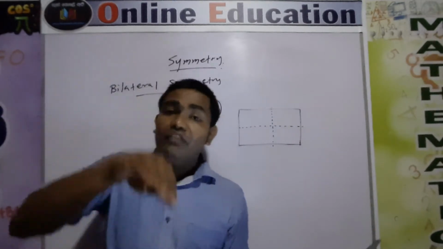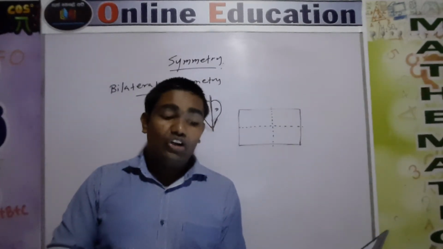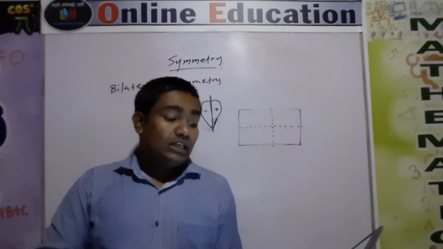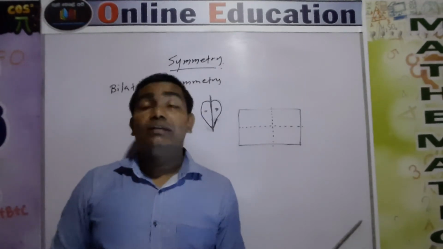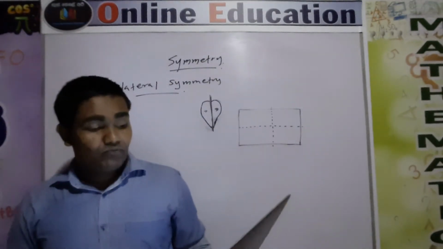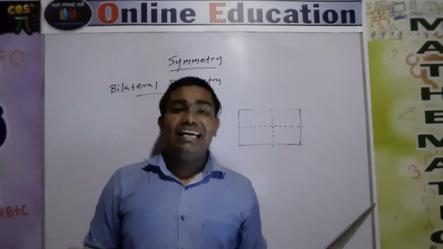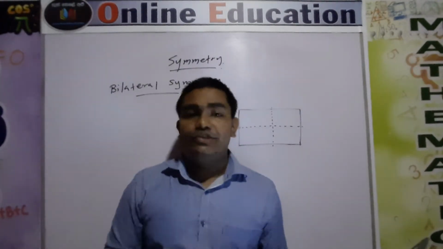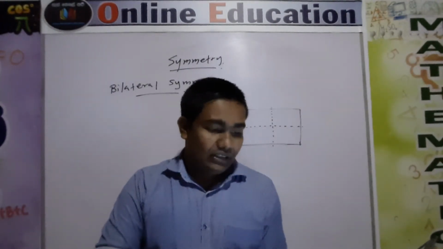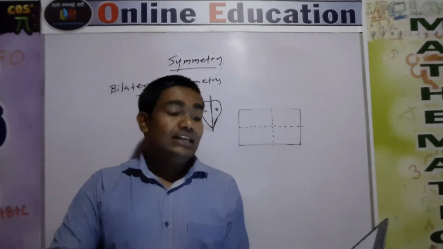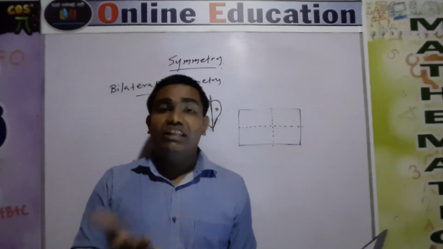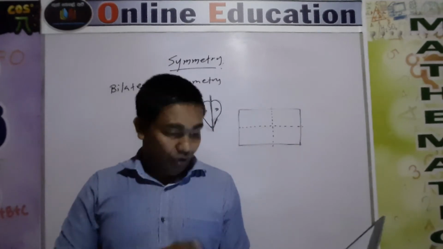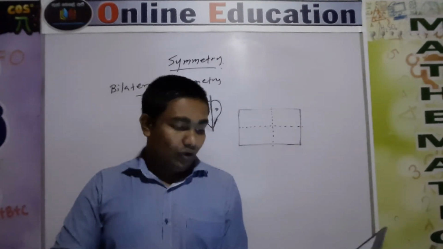These we can fold perfectly. Those are the bilateral symmetrical figures, and that folded line is the axis of symmetry of that plane figure. You can copy these shapes and check whether there is bilateral symmetry or not. Do that activity at home.